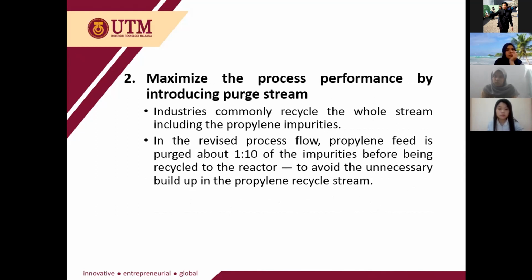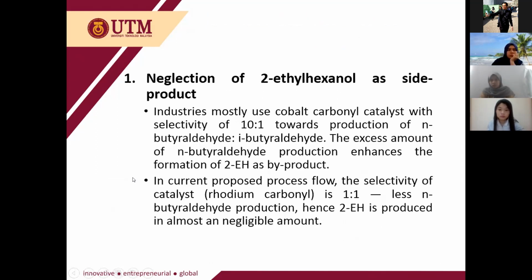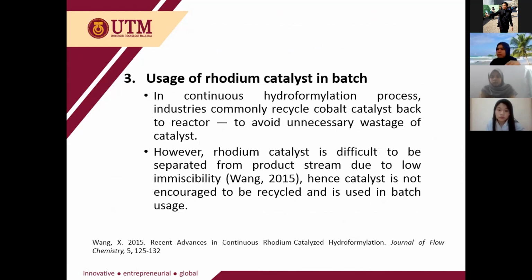The second modification is maximizing the process performance by introducing a purge stream. As you can see here in the pattern, the distillate of both separator and column are merged and then recycled to the feed without being purged. But in our revised process flow, the propylene feed is purged at about 10% of the impurities before being recycled to the reactor. This is mainly to avoid these impurities from accumulating, which will make the attainment of steady state impossible. Lastly, usage of rhodium catalyst in batch.